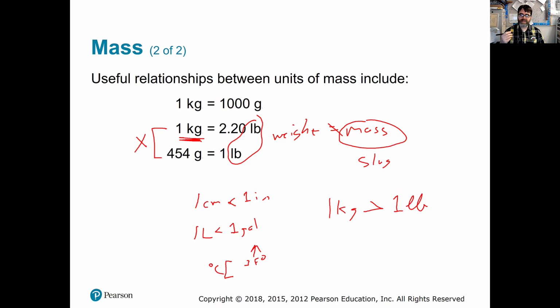But a 50 kilogram object is more than 100 pounds. And I find students get this backwards because they get used to thinking that everything is smaller, and then they get it wrong on mass.